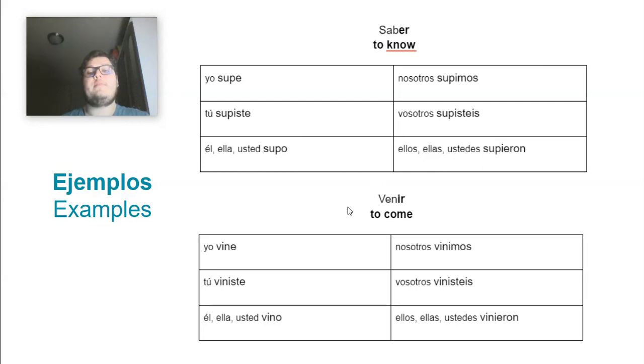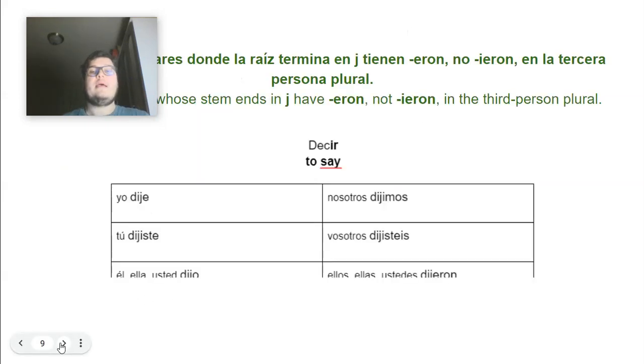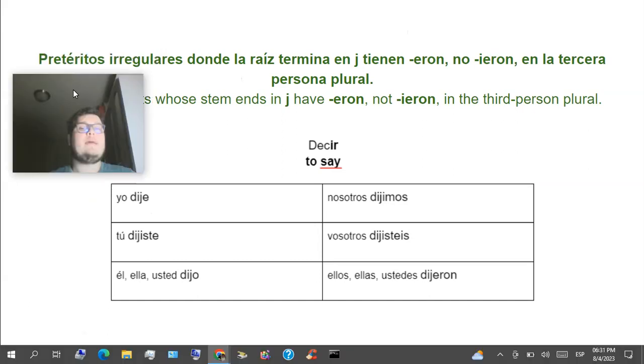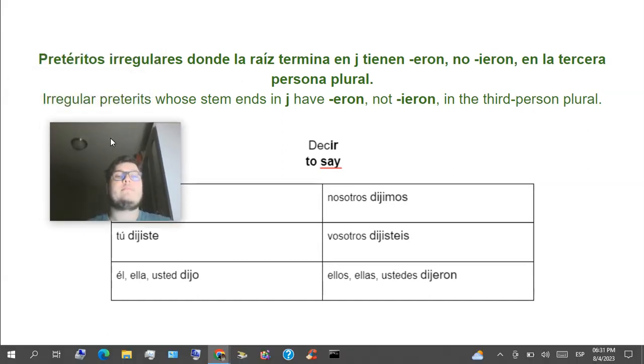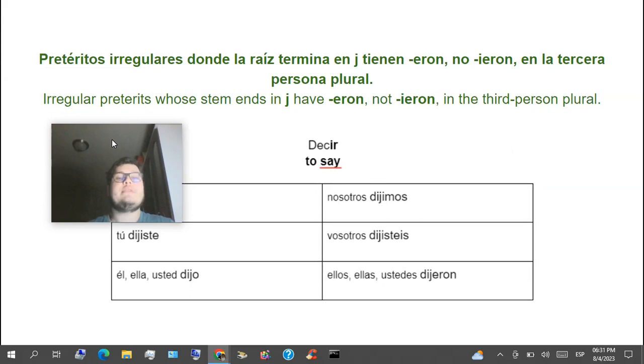Then we have the verb venir. Venir means to come. Yo vine, tú viniste, él, ella, usted vino, nosotros vinimos, vosotros vinisteis, ellos, ellas, ustedes vinieron. And we have another type of irregular verbs, and they are the irregular preterites whose stem ends in J, have eron, not yeron, in the third person plural.